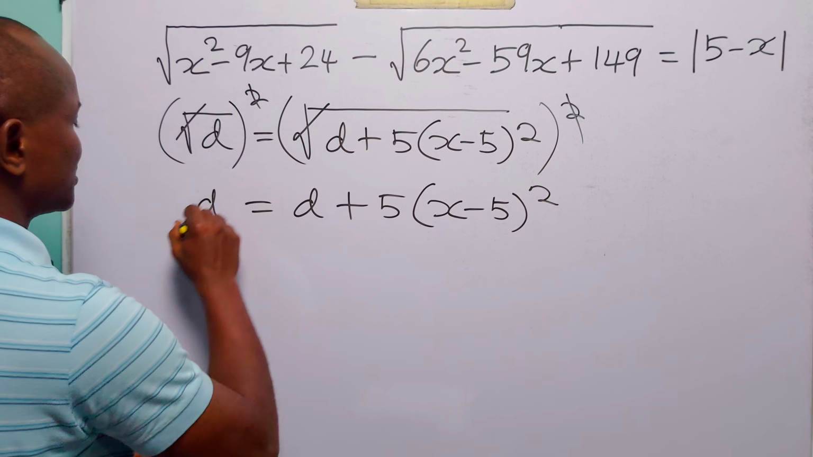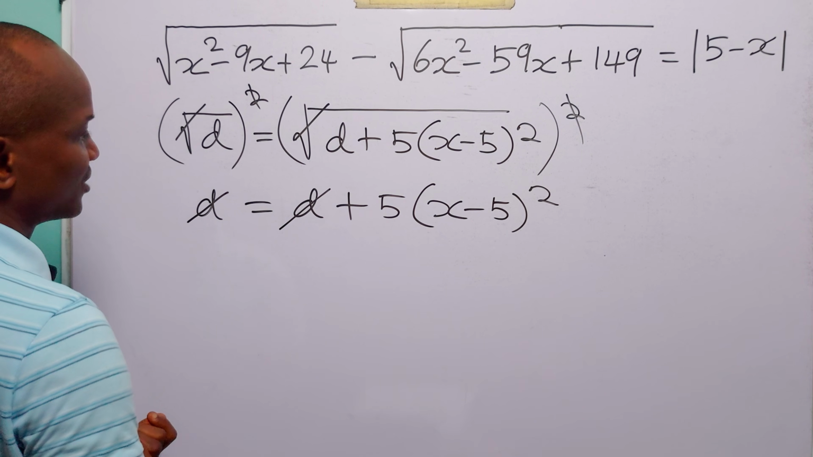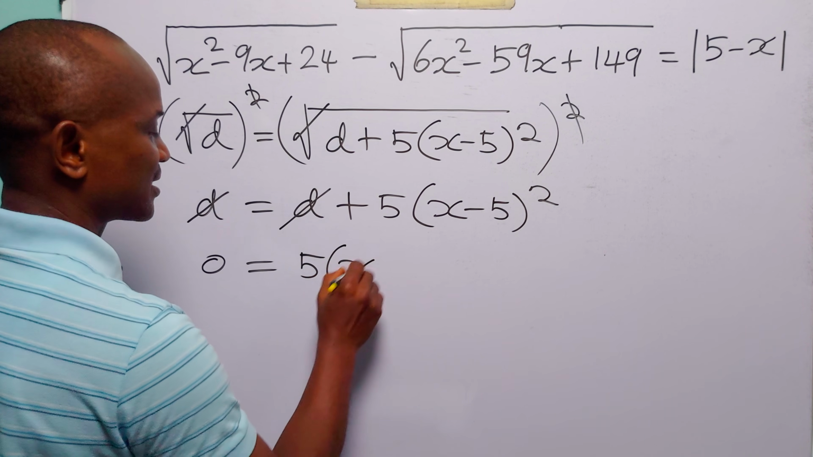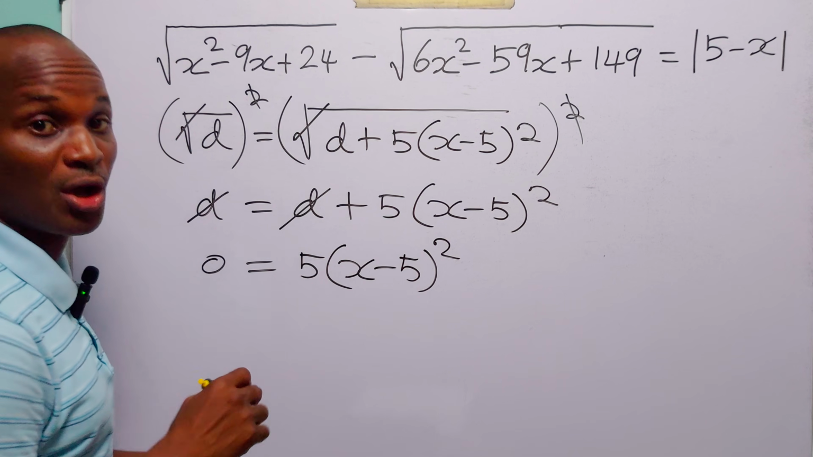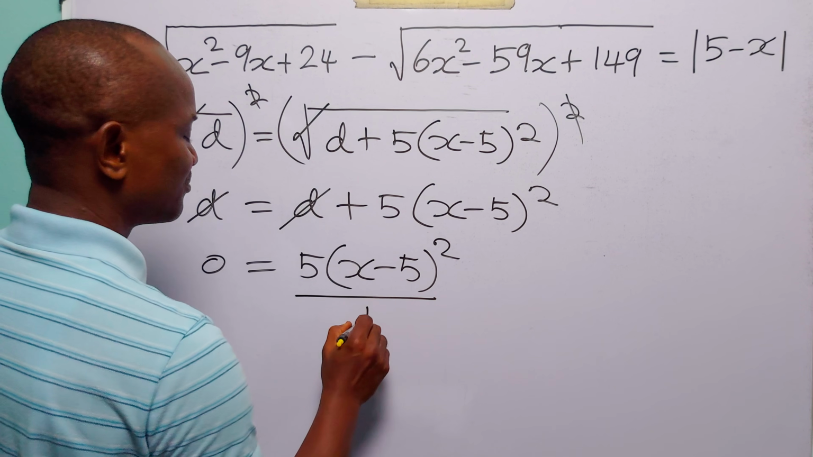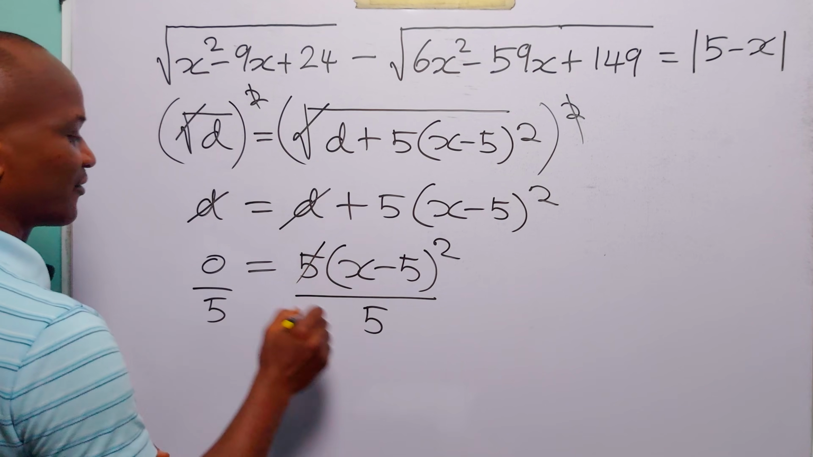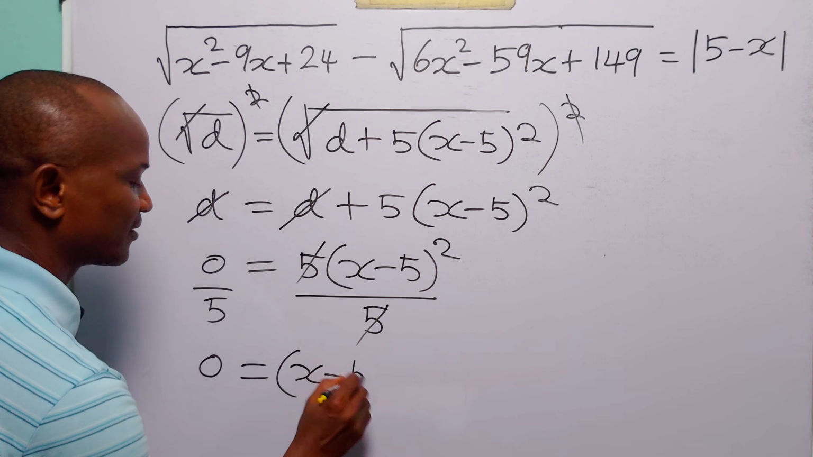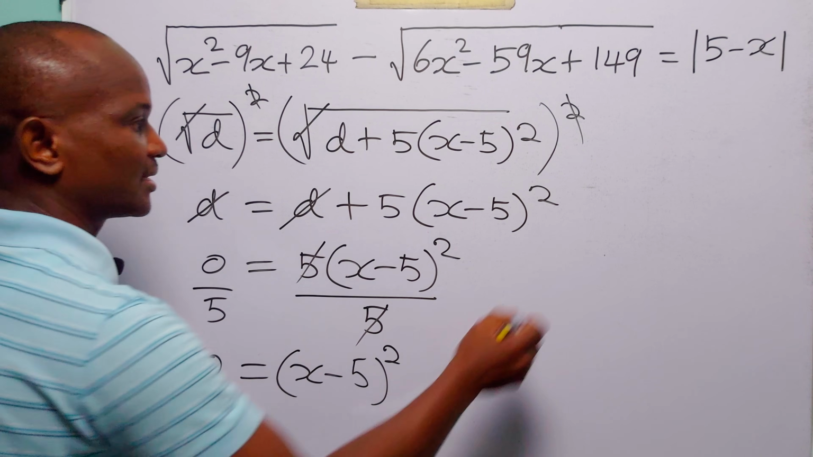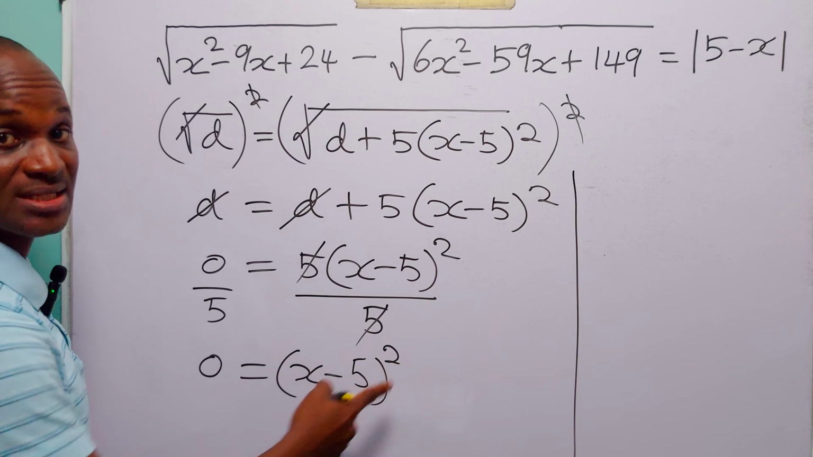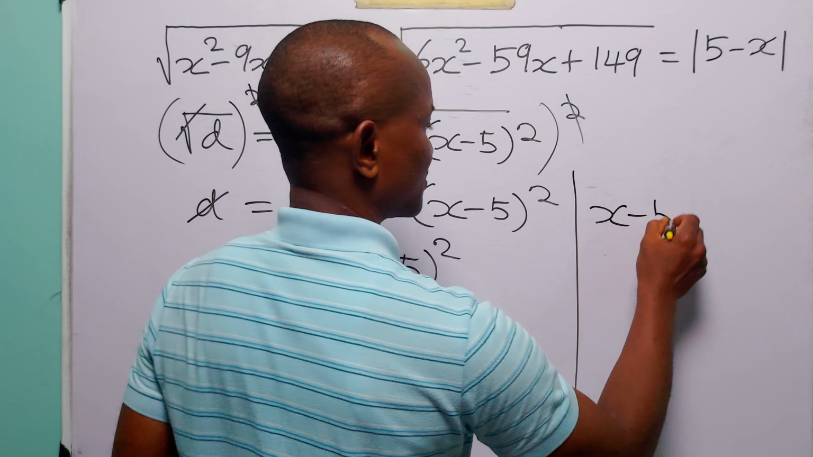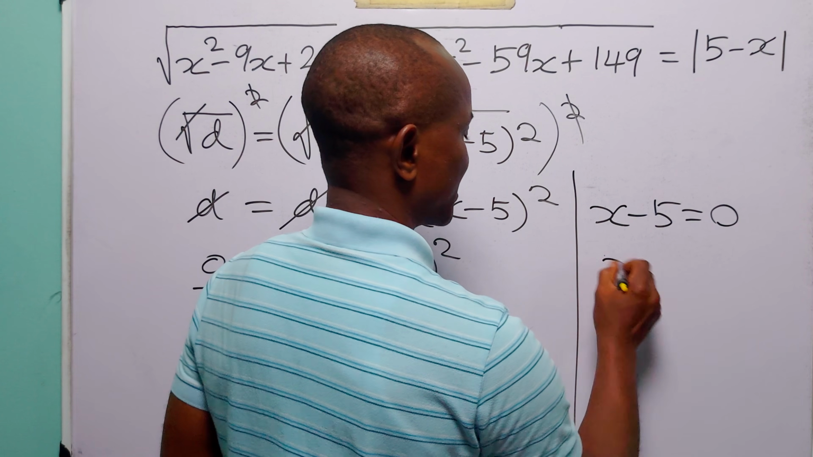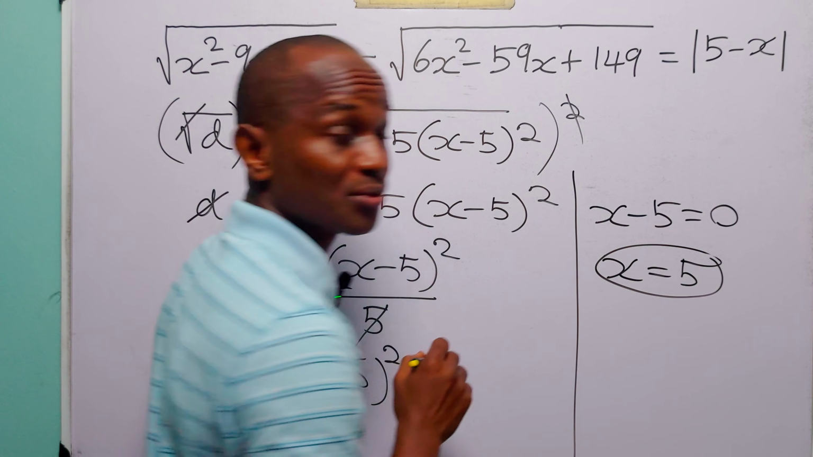Now, the next thing we are going to do is to subtract d from both sides of this equation. When we do that, we have that 0 is equal to 5 times x minus 5 squared. Next, we divide both sides of this equation by 5, and we have that 0 is equal to x minus 5 squared. We can take the square root of both sides of the equation to get rid of this. When we do that, we have that x minus 5 must be equal to 0. And of course, when we move this over to the right-hand side, we have that x is equal to 5.